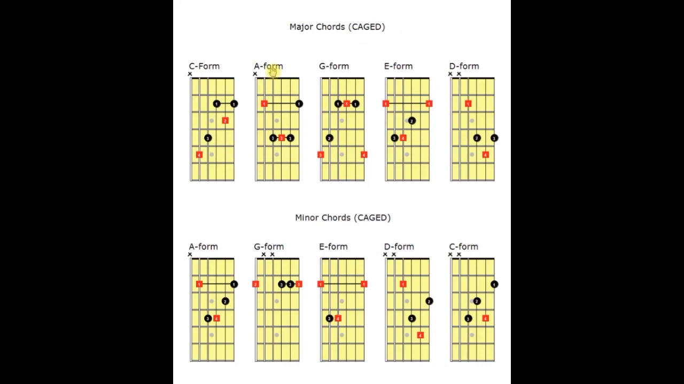If you wanted to use the A form of a G major chord, all you have to do is move this red square on the A string to the 10th fret. That's a G note. So if you play this shape here at the 10th fret, you're going to have a G major chord using the A form or the A shape. It's going to harmonize with that second chord. And you can do that with any of these shapes.